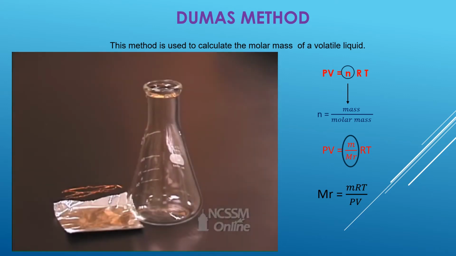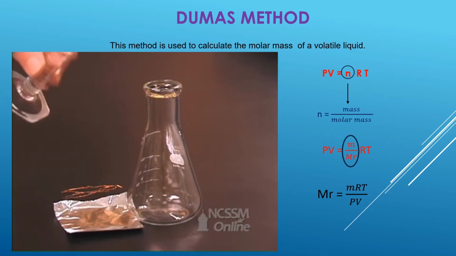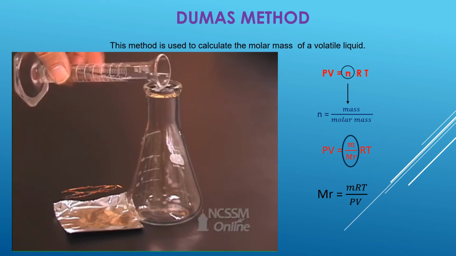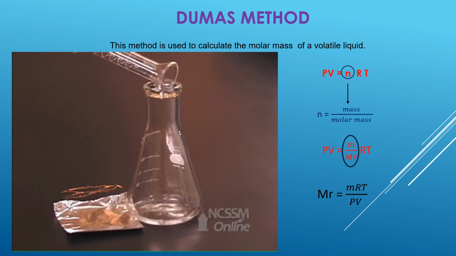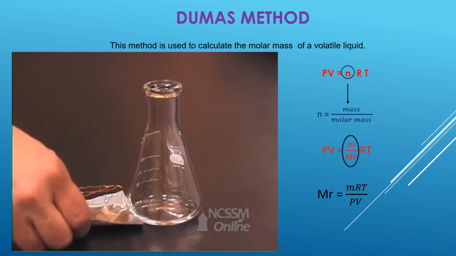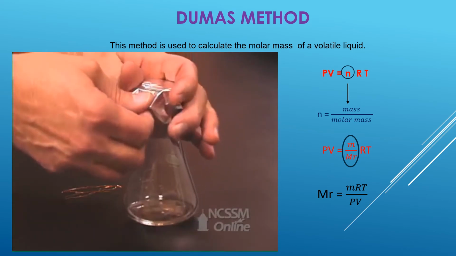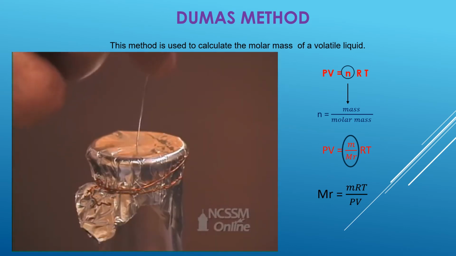In the Dumas method of determining the molar mass of a volatile liquid, we will start out massing an empty 125 milliliter Erlenmeyer flask, a small piece of aluminum foil, and a small piece of copper wire. We will then add approximately 5 milliliters of the unknown liquid. We will cover the mouth of the flask with the aluminum foil. We will use the copper wire to hold the aluminum foil in place. We will place a small pinhole in the top of the aluminum foil.